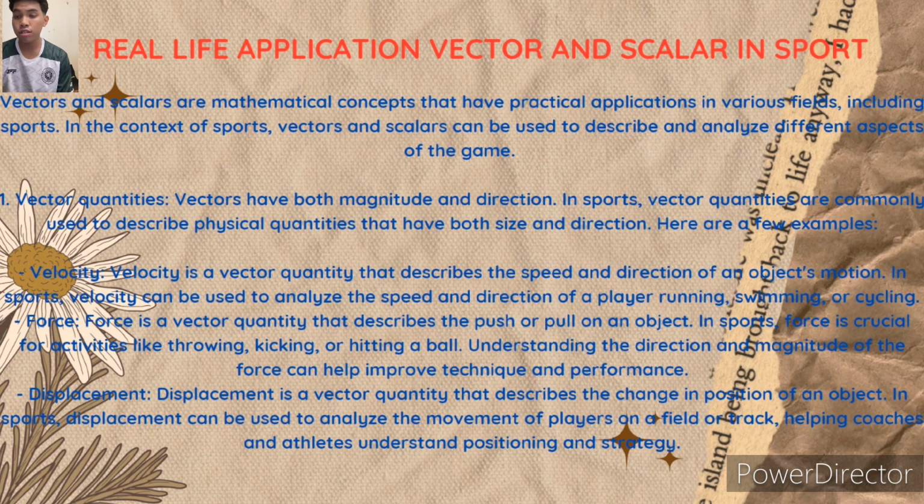First, vector quantities. Vectors have both magnitude and direction. In sport, vector quantities are commonly used to describe physical quantities that have both size and direction. Here are a few examples. Velocity. Velocity is a vector quantity that describes the speed and direction of an object's motion. In sports, velocity can be used to analyze the speed and direction of a player running, swimming, or cycling.